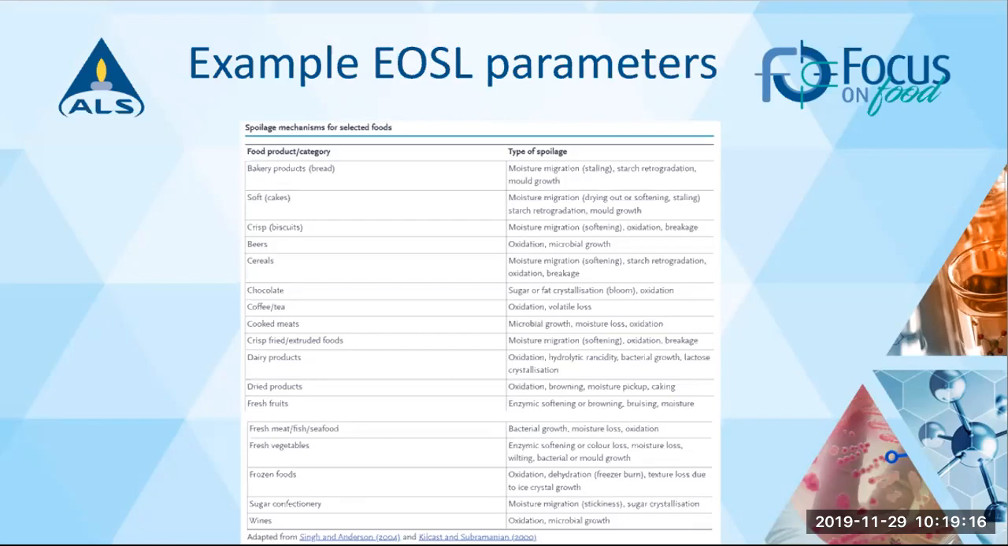So you can use this information to predict the most likely way in which your product may fail at the end of its shelf life. This can help, obviously, when designing the testing program. You don't want to be measuring the microbiology of a product that's likely to fail on a chemical value, such as rancidity.